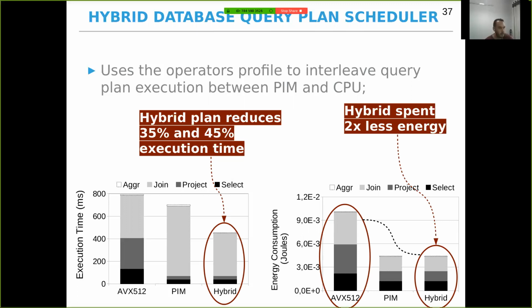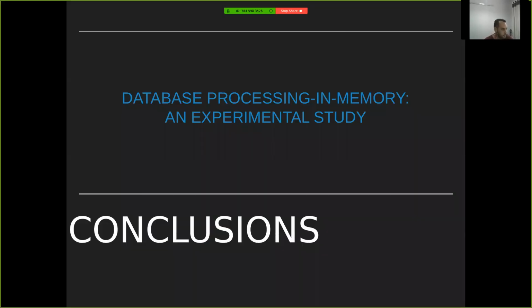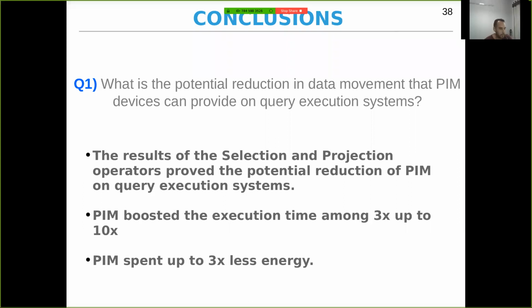And now I have the conclusions here. Our conclusions were guided to answer the research questions. And firstly, the results of the projection and the selection operators proved that PIM has potential to reduce the data movement problem around the memory hierarchy, because it can boost the execution time by one order of magnitude with these operators, and also it can reduce energy consumption.